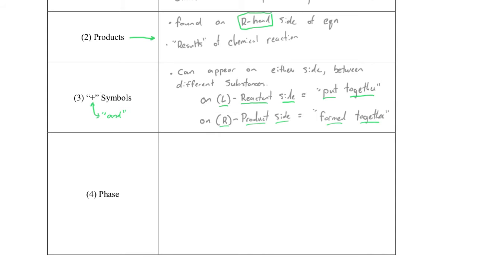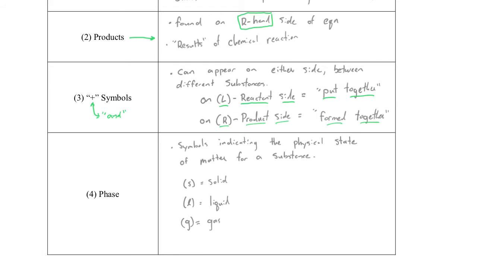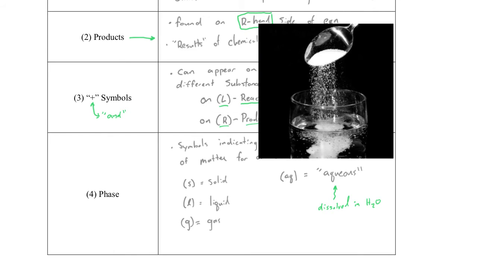Now, another thing that you will see included in a chemical equation are phase symbols. So some of the symbols we use include S for solids, L for liquid, G for gases, and then we also see a lot the symbol AQ, which means aqueous. Now, if you don't know what aqueous means, it means that thing, whatever that thing is, has been dissolved in water to make what we call a solution in water, or an aqueous solution.